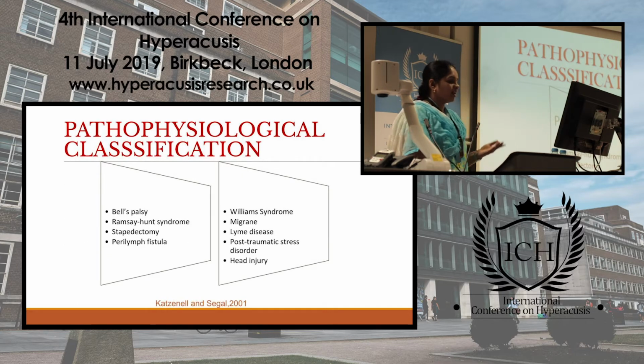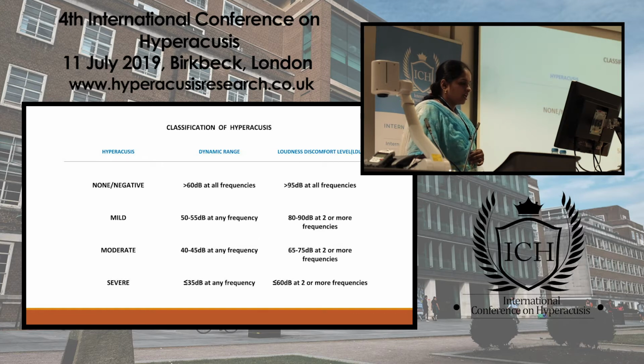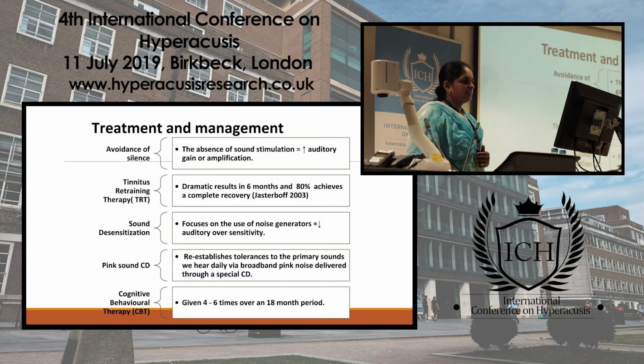The pathophysiology of hyperacusis may be peripheral and central. With respect to site of lesion, we can classify them as cochlear hyperacusis and vestibular hyperacusis. With respect to symptoms, the different degrees of hyperacusis can be classified with respect to the dynamic range and the loudness discomfort level of the individual. These are the assessment procedures we follow in our department, and this is one slide regarding the treatment and management options for hyperacusis.